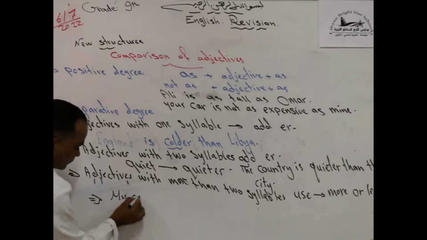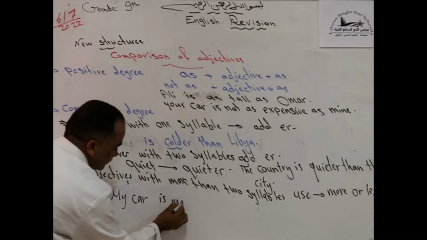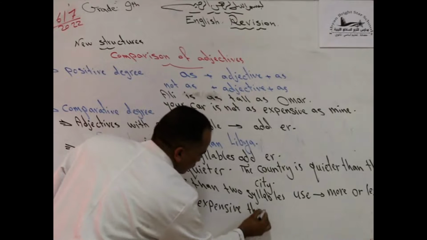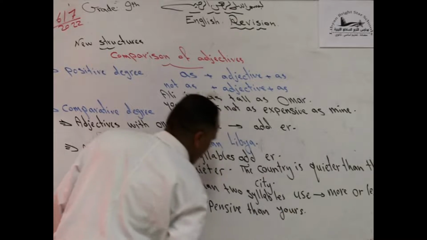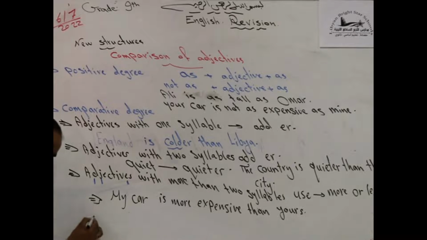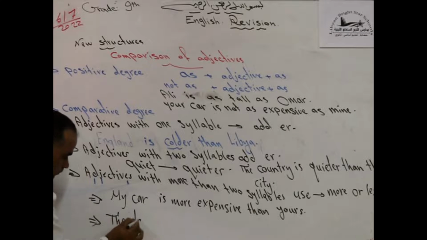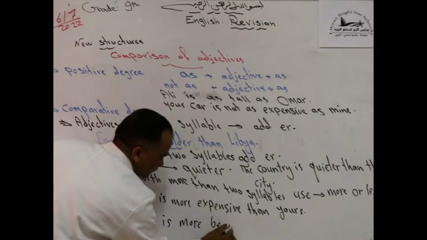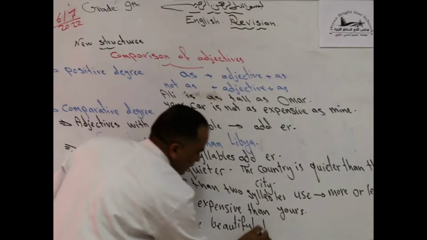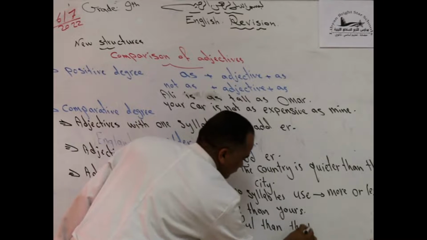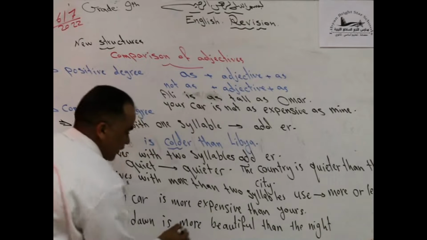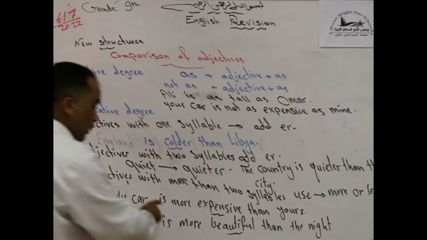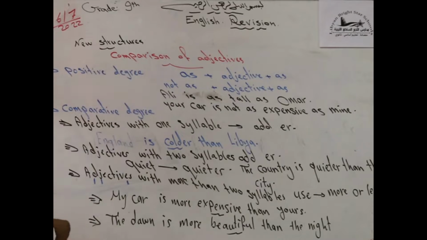My car is more expensive than yours. Or the dawn is more beautiful than the night. We have here expensive and beautiful. They are long adjectives. So more plus adjective or long adjective than is used.